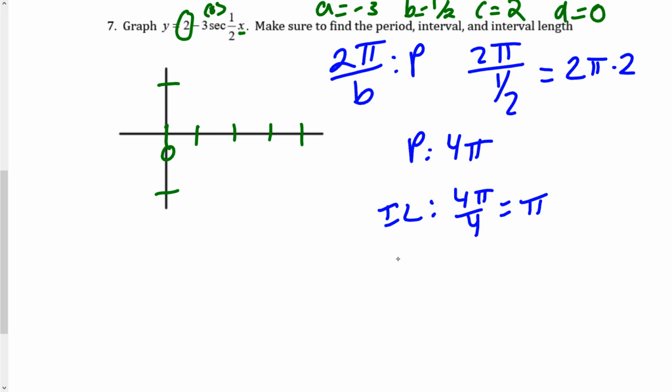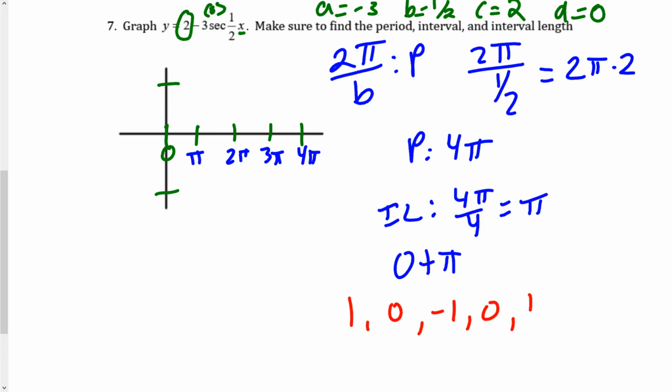Okay, so we start at 0, because that's our d. And we add pi. So we get pi, we get 2 pi, we get 3 pi, we get 4 pi. What's the distance between this? 4 pi, and that's what our period is. Okay, now y values for cosine are 1, 0, negative 1, 0, back to 1. And then we can go ahead and put those on, that's fine.